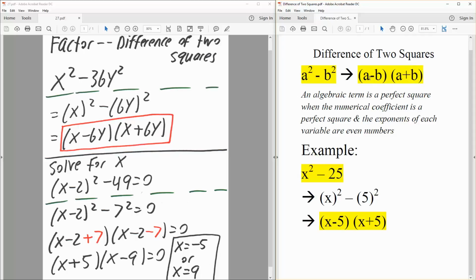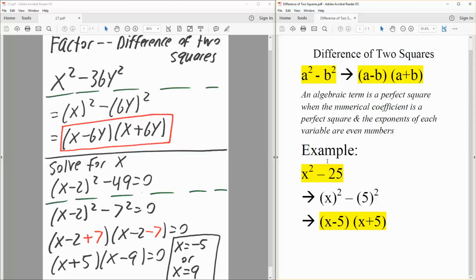And this makes sense because if we did a times this, we would get a squared plus ab. But negative b times this would be negative ab minus b squared. So we have ab minus ab, and that's why there's a 0 ab here. And so we would ultimately just get a squared minus b squared. And if you want, you can try to expand this, and you'll get this.